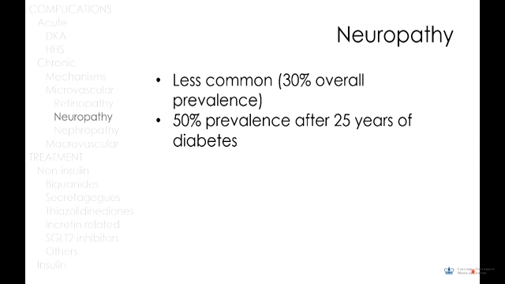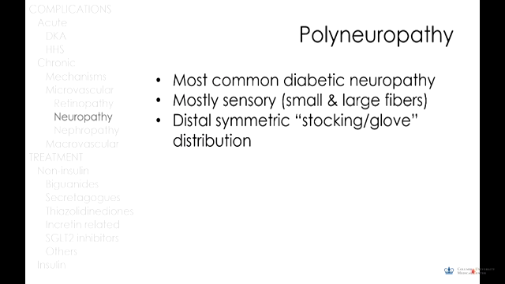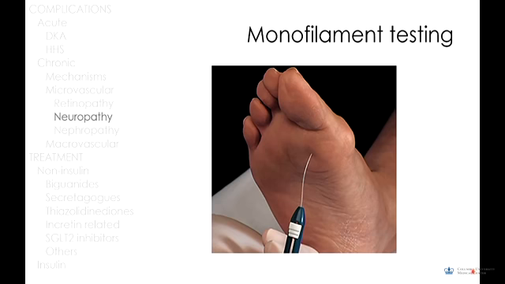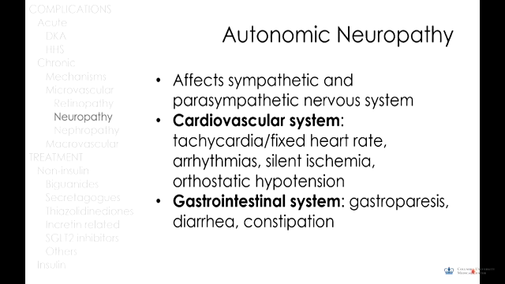And then next we're going to talk about neuropathy. This is a little less common than retinopathy, with about a 50% prevalence after 25 years. The most common subtype would be your sensory polyneuropathy. So this will be your stocking glove distribution of pain, numbness, tingling. You test this with the monofilament test. You basically take a little flexible twine and poke someone in the foot and see if they feel you.